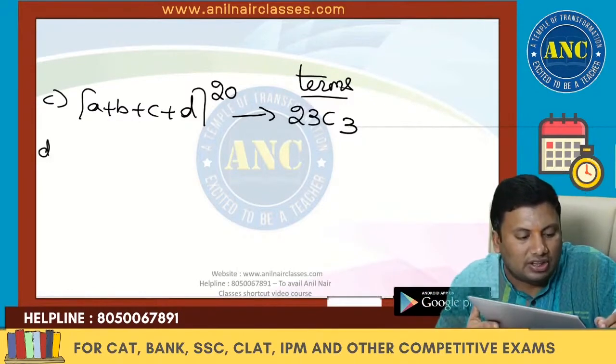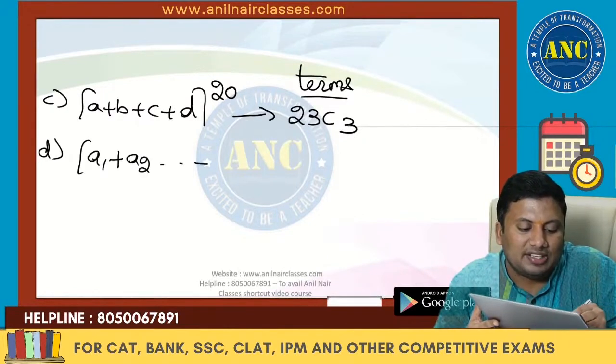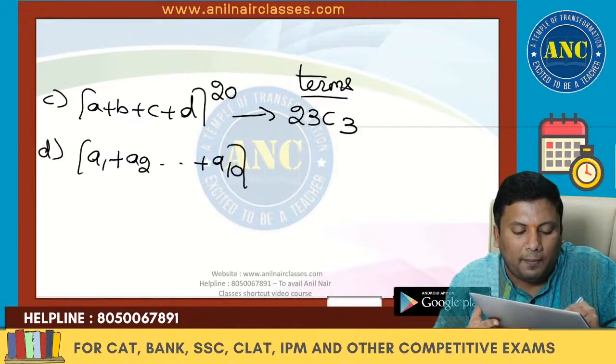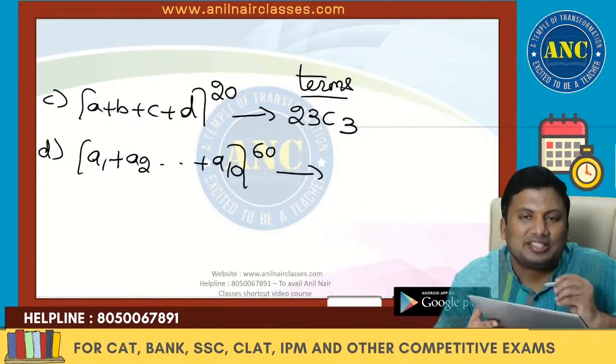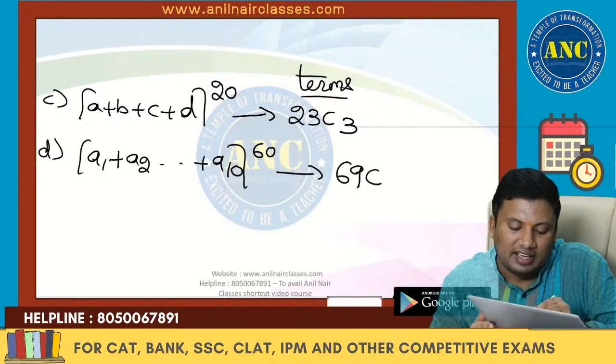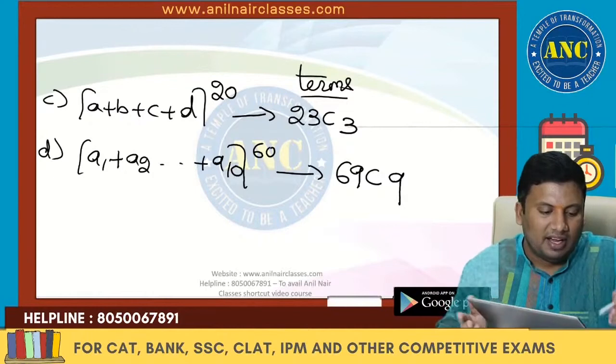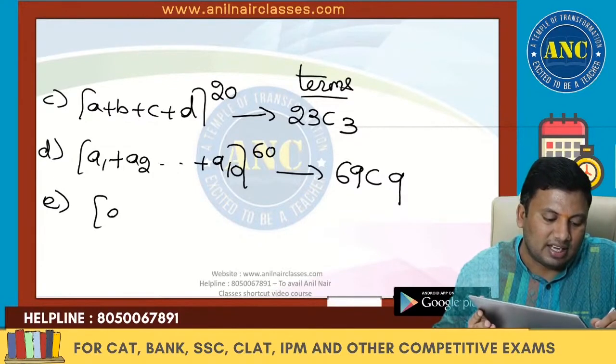A1 plus A2 and so on up to A10, power 60. 60 plus 10, 70. 69 gaps are there. So it is nothing but 69C9. Are you all with me? Right? Please tell me this answer.